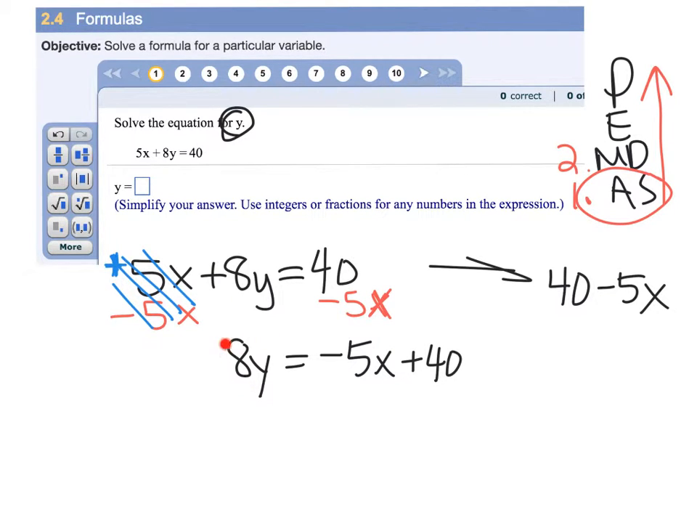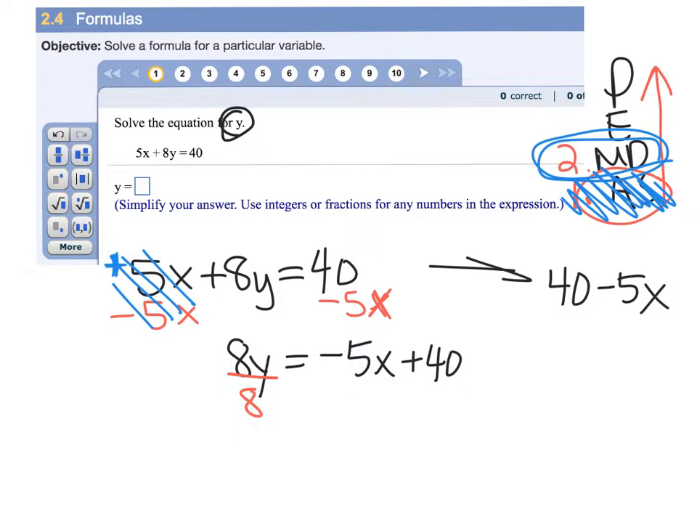I chose to write the negative 5x in the front. So now in terms of that y, because we're trying to solve for the y, there is no more addition and subtraction, so I can cross that off. Now it's time to take care of the multiplication and division. And you see that the y is connected to the 8 through multiplication. So how do we fix that? It means we divide both sides by 8.